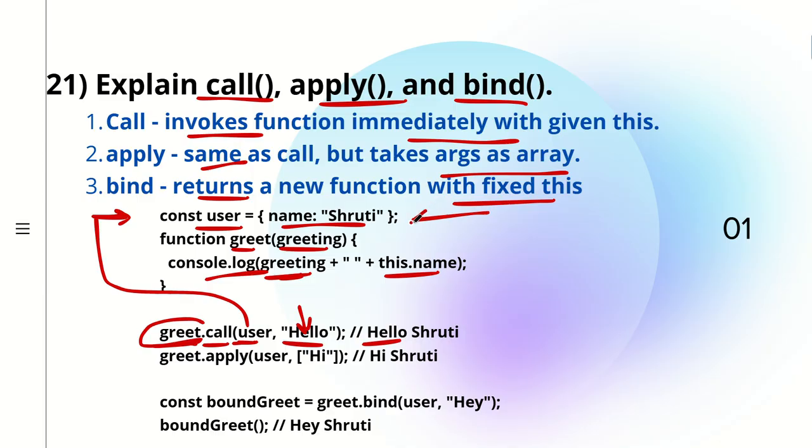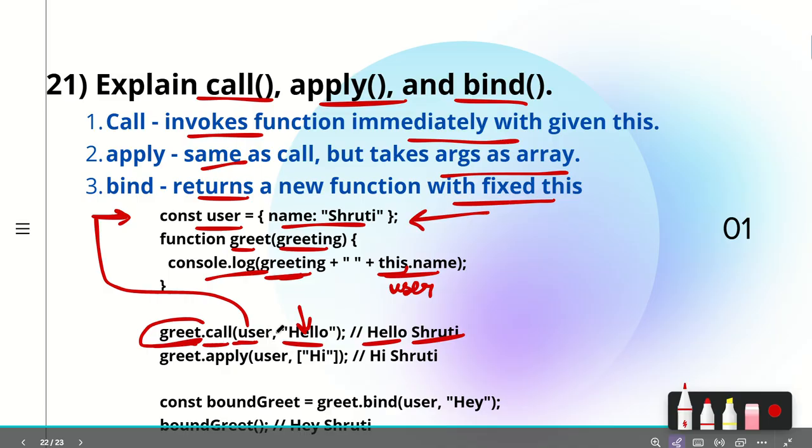Now what is this.name? This is getting replaced with user, because this is pointing to the user context, the user object. Now what is user.name? It is Shruti. So it will print hello Shruti. In case there was no name property in our user, it would print hello undefined. Since we have a name property, we get hello Shruti. Now this is about call.